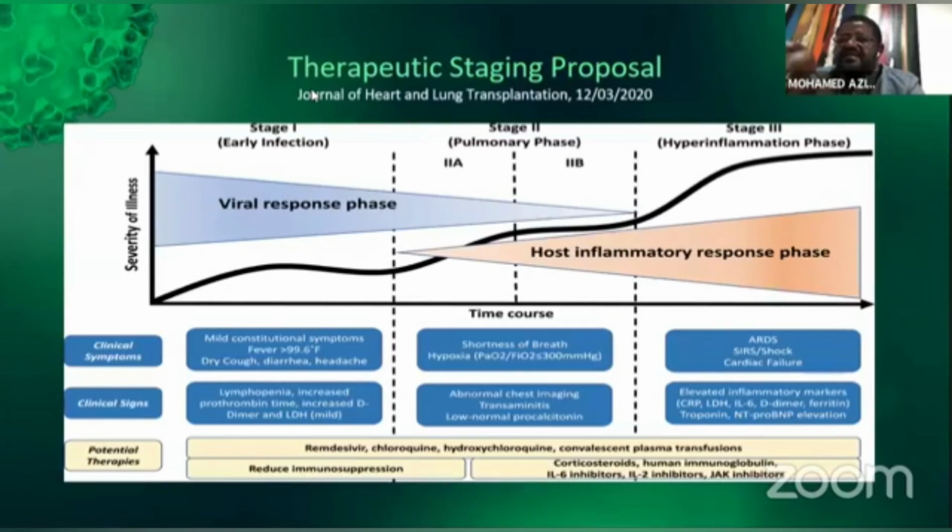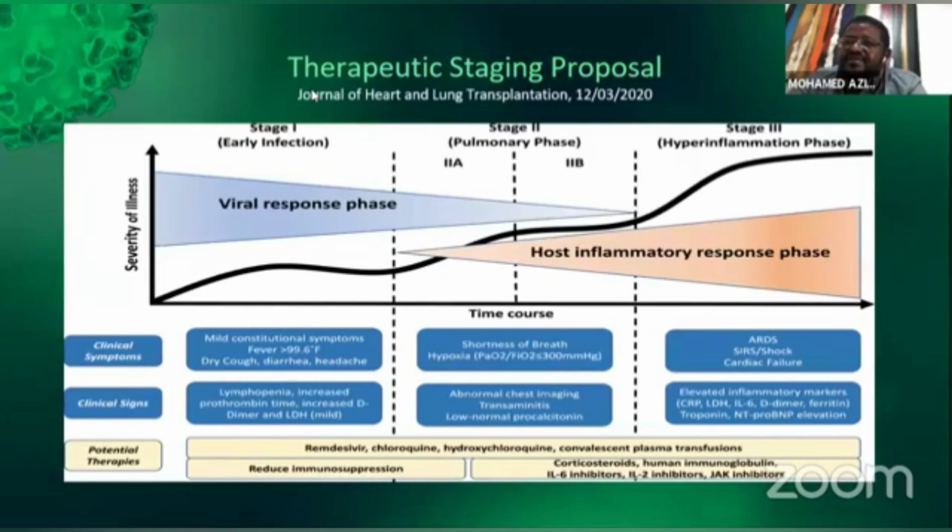We divide the presentation into three stages: stage 1, stage 2, and stage 3. Stage 1 is an early infection. Usually the patient manifests with high temperature, dry cough, diarrhea, and fatigability. The second stage is usually the pulmonary stage, and these patients manifest shortness of breath and present with hypoxia. The third stage, due to the systemic inflammatory response and cytokine surge, we call the host inflammatory response phase, or phase 3. Usually these patients manifest as ARDS, shock, and cardiogenic shock.